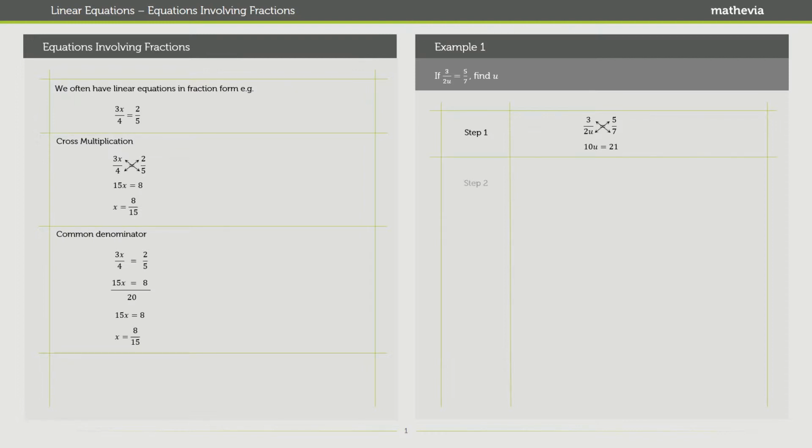Once I have that 10u equals 21, I can go ahead and divide both sides by the coefficient of u, 10, and what I have in the end is u equals 21 over 10, which will give me 2 and 1 over 10 as my final answer. Actually, very simple. There really isn't much to it. So let's do a few more examples.